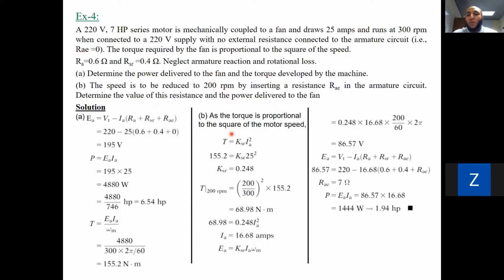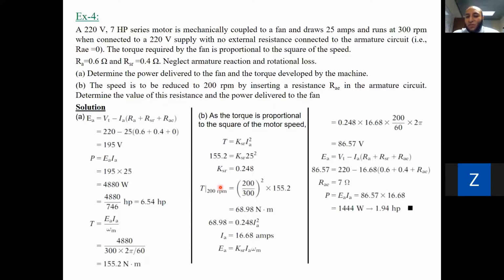So simply, you know the relation of torque. It's a fan load, so torque equals K series multiplied by the armature current squared. We can calculate K series from the first case in order to use it in the second case. So we have the first case torque and the first case current, and we can get the value of K series. Now for the second case, we need to calculate the resistance.